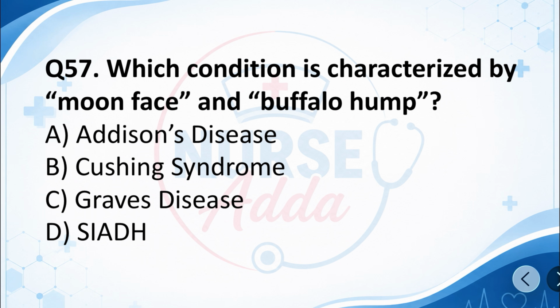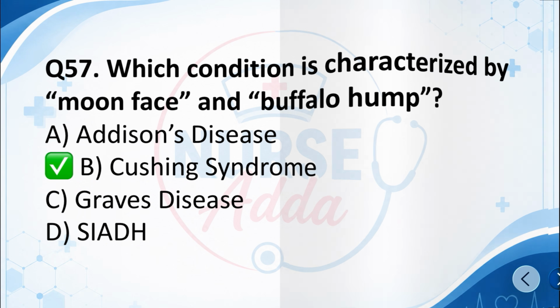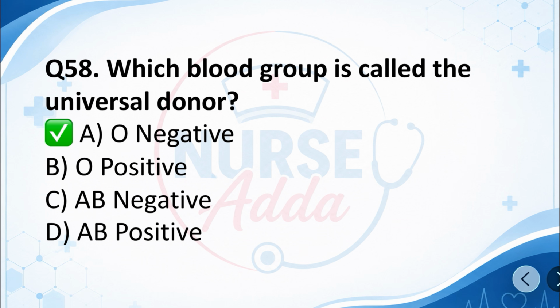Next question, which condition is characterized by moon face and buffalo hump? The right answer is option B, Cushing syndrome. Next one, which blood group is called the universal donor? The right answer is option A, O negative.